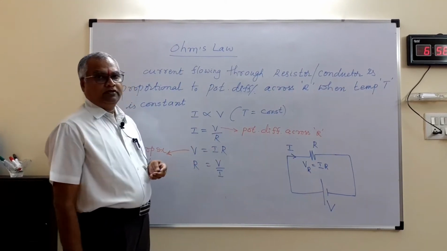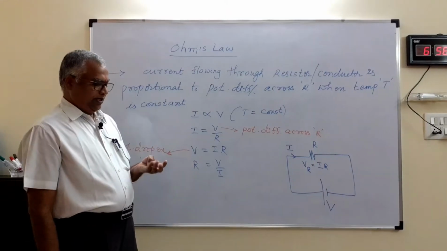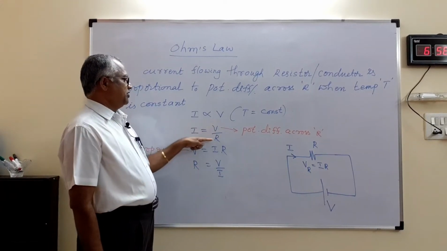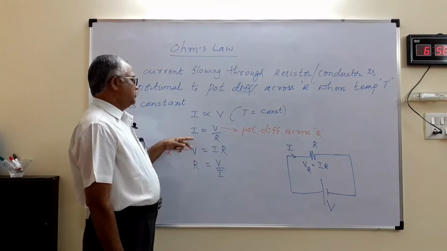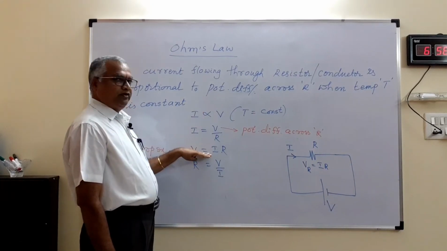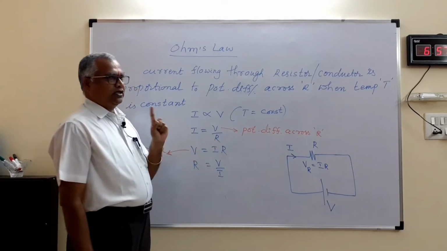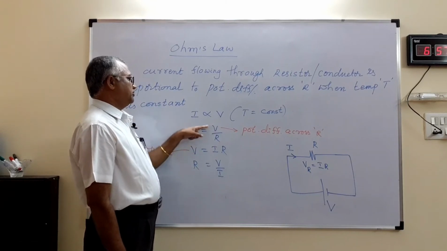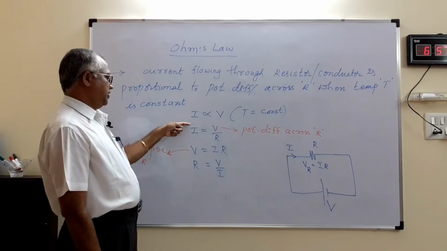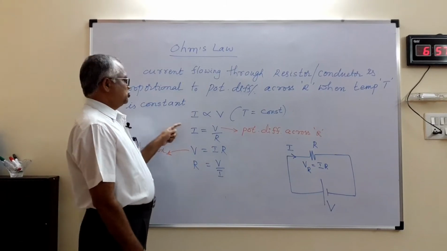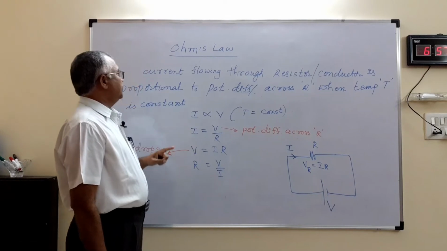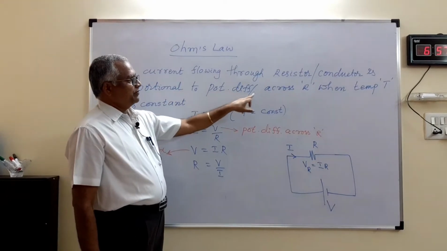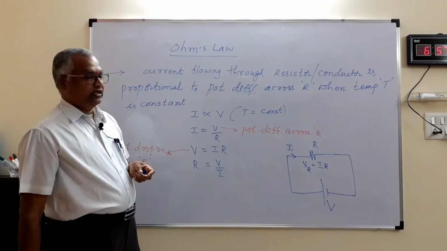Why mathematically simple? Any math teacher will teach first addition, then subtraction, then multiplication, then division. So this is in division form, this is in multiplication form. Division form changed into multiplication form looks simpler, but conceptually it is not simple. Conceptually this is simpler, but mathematically the division form is more complicated. Still we should follow this, not that form. Therefore current flowing through conductor is proportional to potential difference across resistor when temperature T is constant.